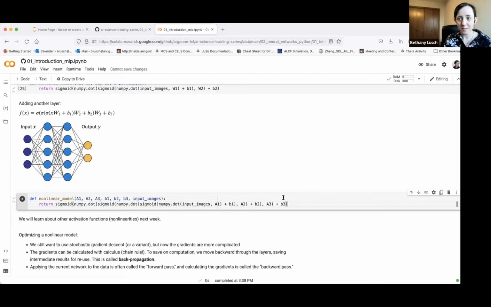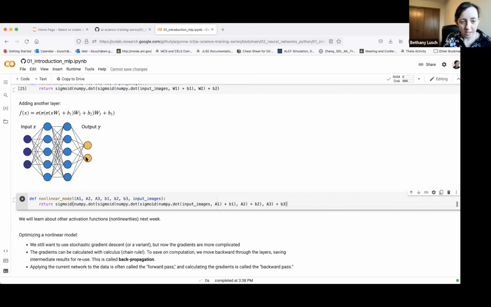And one of the keys to deep learning being successful is making those gradients reasonably fast to compute. And the way this is done is that you move backwards. So we want to know the gradient of the loss function with respect to all these weights and biases, all these tunable parameters.